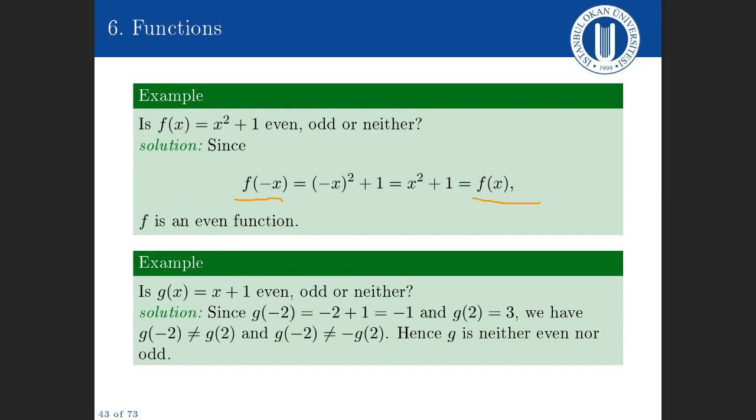Is x plus 1 even, odd, or neither? This time, instead of looking at every possible value of x, I'm just going to pick one number. I'm going to pick the number 2, and its negative, minus 2. g at minus 2 is minus 1, and g at 2 is equal to 3. And these numbers are not connected. g of minus 2 is not the same as g of 2, so it's not even. g at minus 2 is not the same as minus g of 2, so it's not odd. That tells us this function g is neither even nor odd.